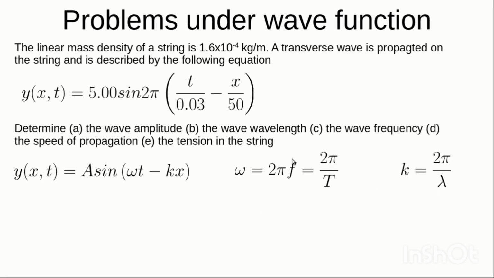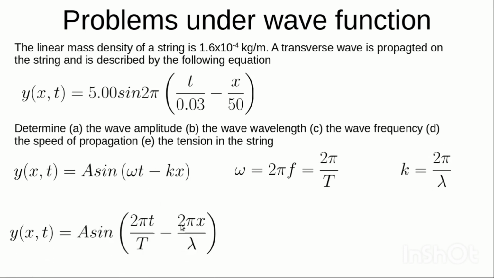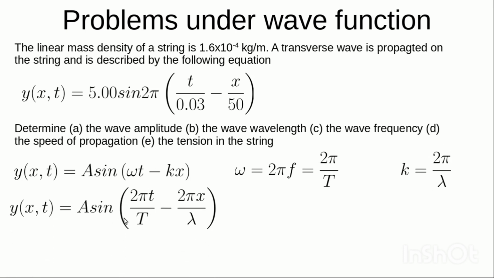Now, if we substitute this and this into this expression, we get y equal to A sin(2πt over capital T, minus 2πx over λ). This is the time, this is the period. Now what we'll notice is that 2π is common, so we can factorize it to get A sin 2π, and we are left with small t over capital T, minus x over wavelength.